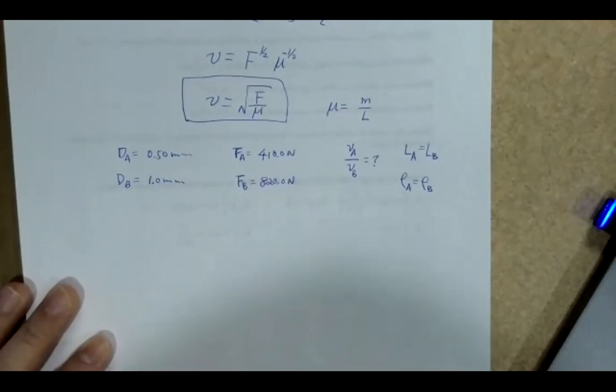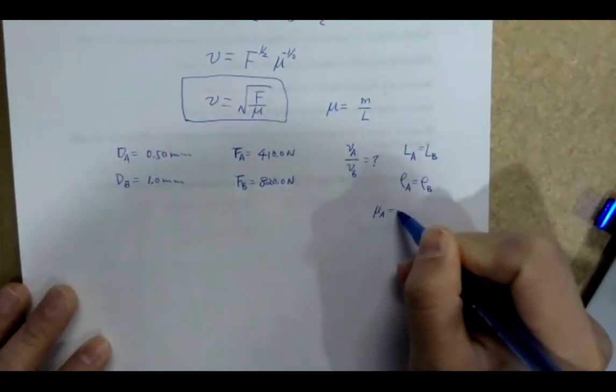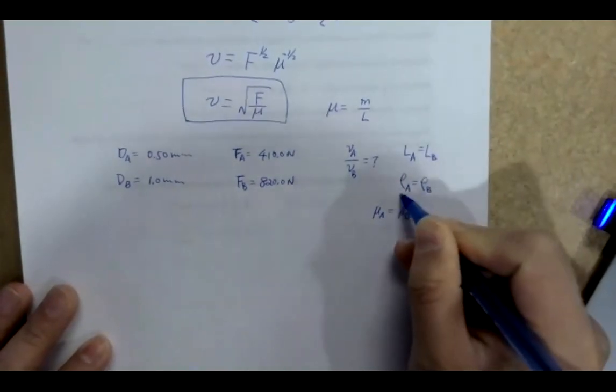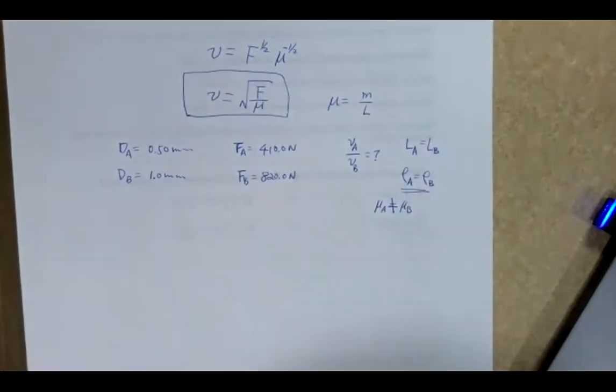However, the same density doesn't mean the linear density is the same. This is volume density, but the linear density is probably not the same. So mu_A and mu_B are not necessarily the same.